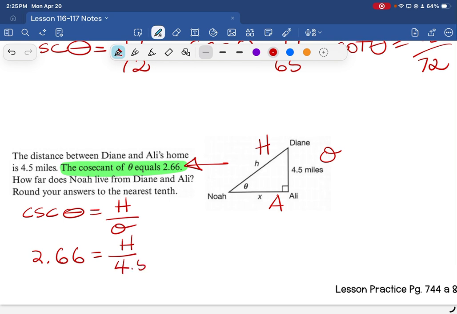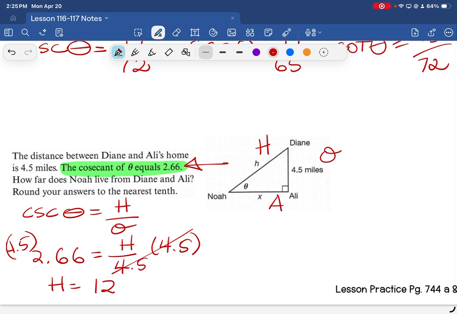And then just do the math. So I've got to get rid of the 4.5 by doing what? Times it. Very good. Multiply both sides by the 4.5. Plug that in your calculator. Tell me what you get for H. 12.1.